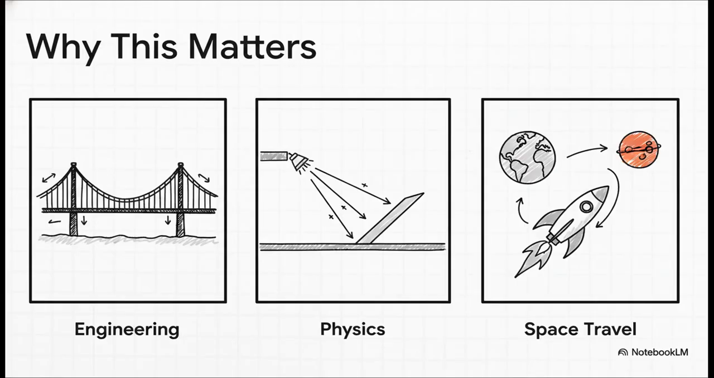So why does any of this matter? Because vectors aren't just some abstract math concept. They are literally the language our world is written in. The forces holding a bridge together? That's vector addition. The lighting and shadows in your favorite video game? That's the dot product at work. The torque on a spinning engine? That's the cross product. From engineering to plotting a course to Mars, vectors describe how everything moves and interacts.